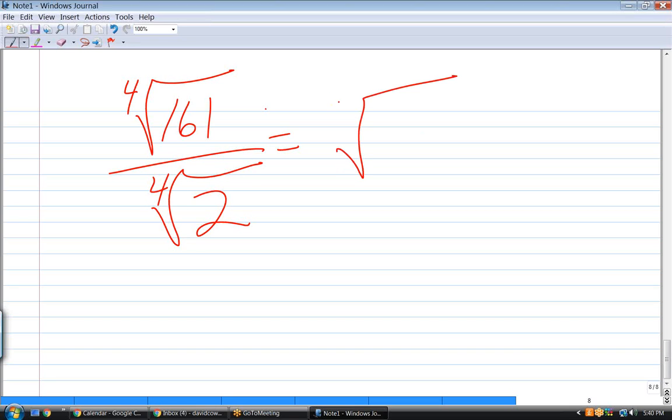161 doesn't go out evenly though. Excuse me. I think I wrote it wrong. It's 162. My apologies. No wonder. It'd be 2. No, 81 is what 162 divided by 2 is. What's the 4th root of 81? 3 would be the answer. Yeah.